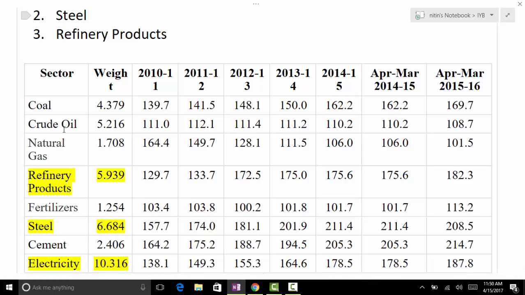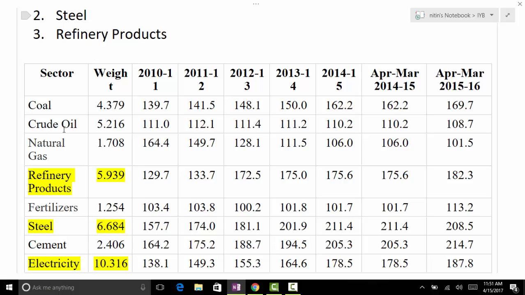Yes, Amit. What is the contribution of core industries overall to IIP? Approximately 38%, 37.9%. So exact 38% around is the contribution. Good. The first one is electricity. So what is the declining order, the top three? Electricity, steel, refinery products. Yes, good.